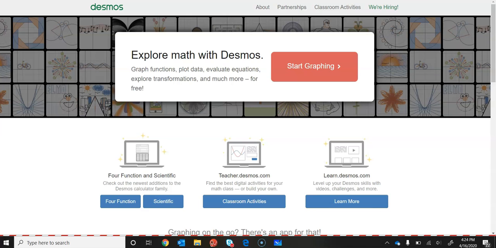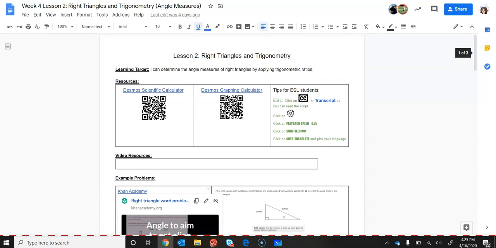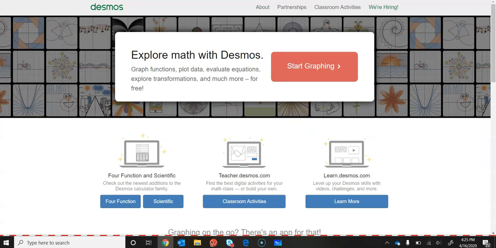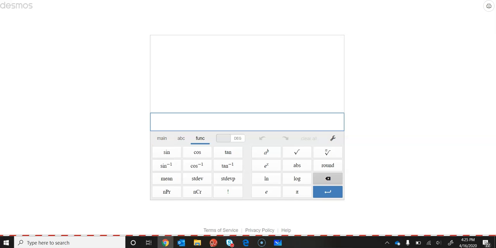If you do not have access to the standard calculator either on your computer or on your phone, or you're just struggling with them, go to desmos.com. You can see it spelled right here, DESMOS. There's usually links to Desmos right here on the Google document that we give you. And the one you're going to want to use for trig for the most part is your scientific calculator again. Because you want to be able to use sine, cosine, tangent, and here's our inverse.